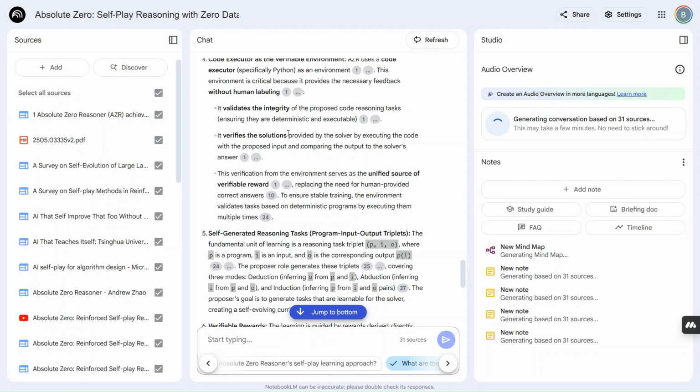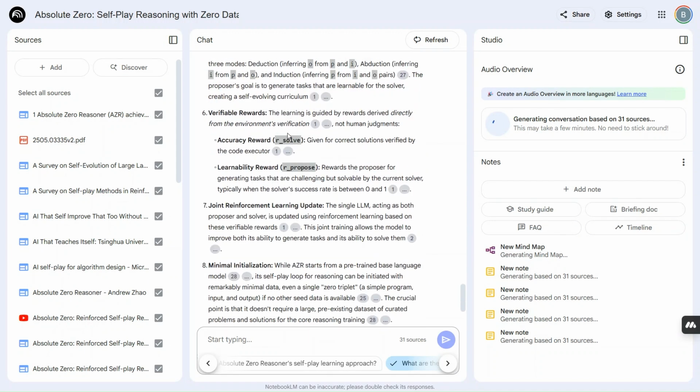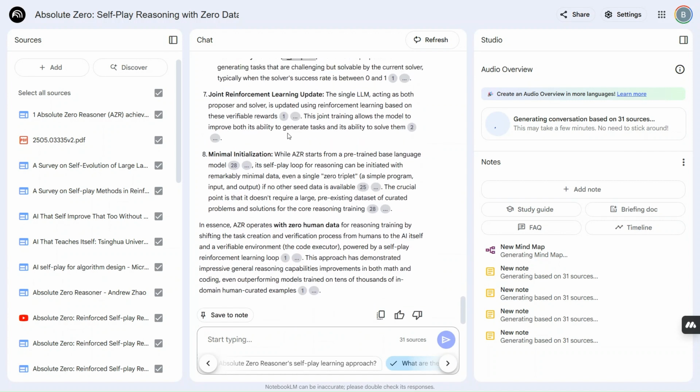So, okay, the big question. What were the major surprises that came out of this zero data experiment?